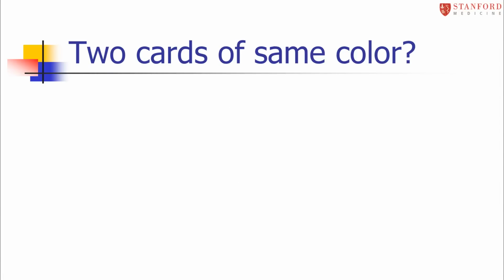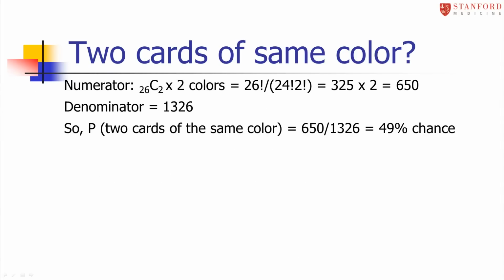Finally, what's your chance of getting 2 cards of the same color? So the denominator is 1326. The numerator here is just going to be, there are 26 red cards, and you have to choose any 2 of them. So that's a 26 choose 2. But then you have to do the same for black cards. So you can do 26 choose 2 for red cards, 26 choose 2 for black cards, or 26 choose 2 times 2. There are 650 two-card pairs of the same color. The denominator is 1326. So the probability of getting 2 cards of the same color is actually a 49% chance.